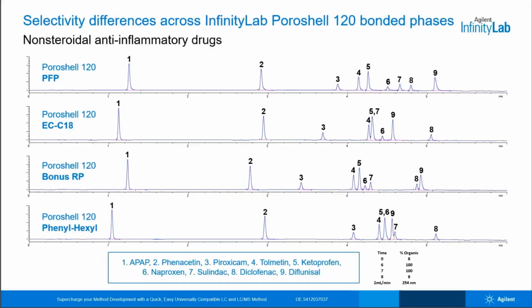Those orthogonal phases are shown here, with a separation of non-steroidal anti-inflammatory drugs. Similar to before, this is a simple gradient run on all four columns. There is the PFP phase, the ECC18, the bonus RP, and the phenyl hexyl. While the early eluters do not show much difference, the later peaks show many elution order changes. In this case, the Poroshell PFP gave the best resolution for all compounds.